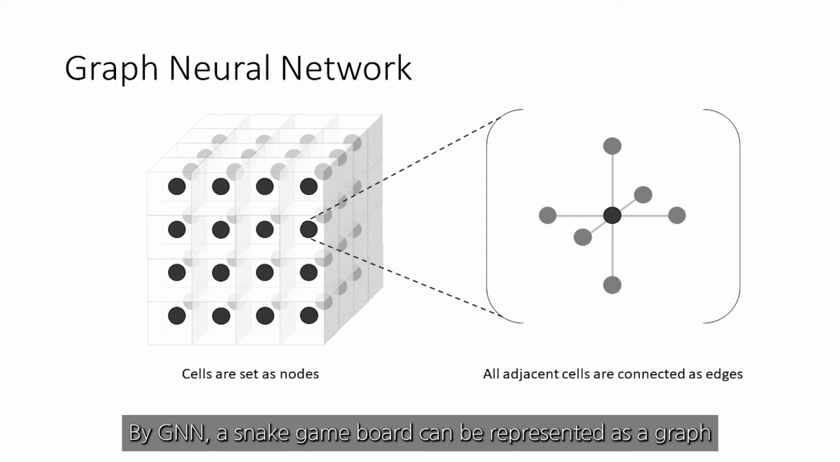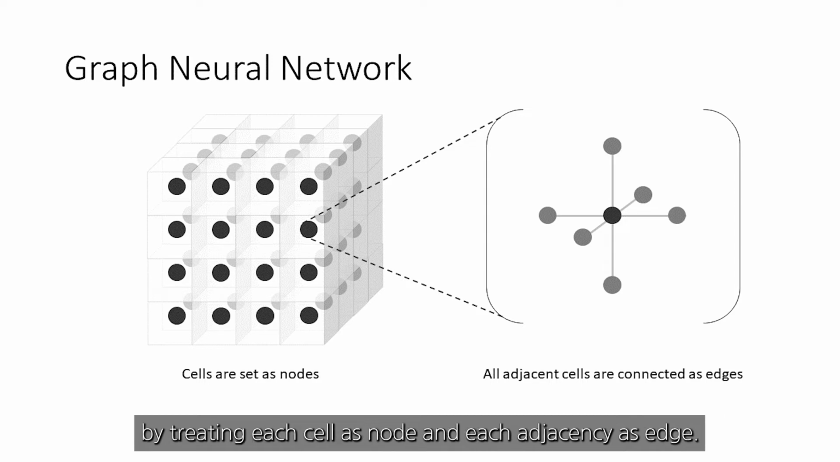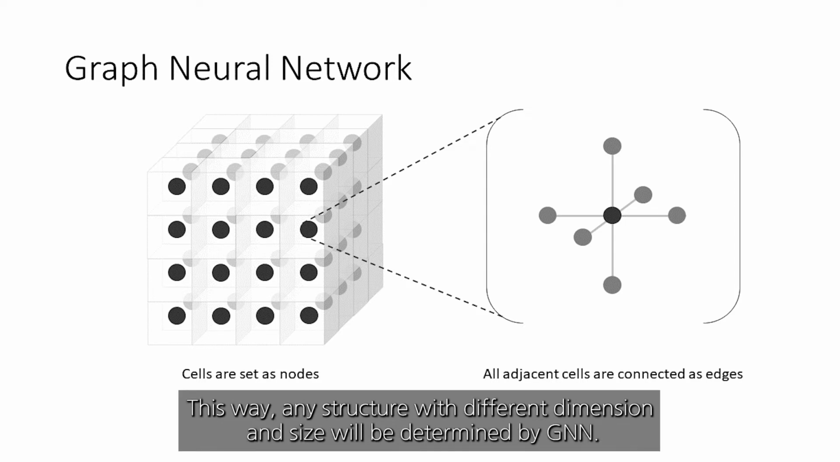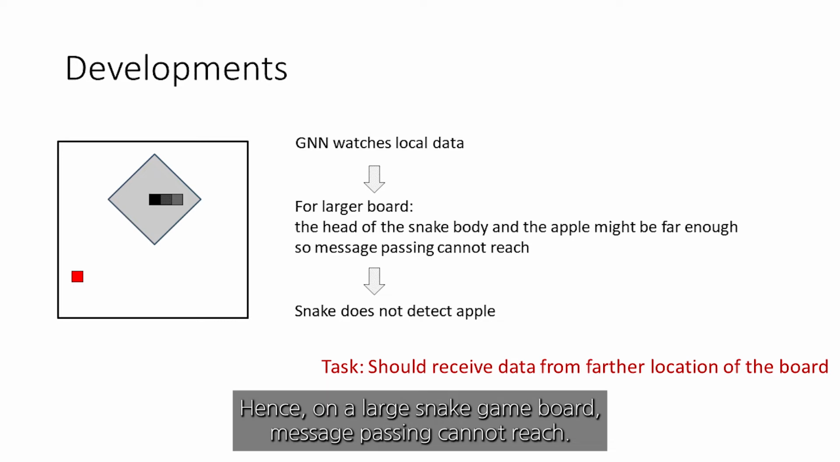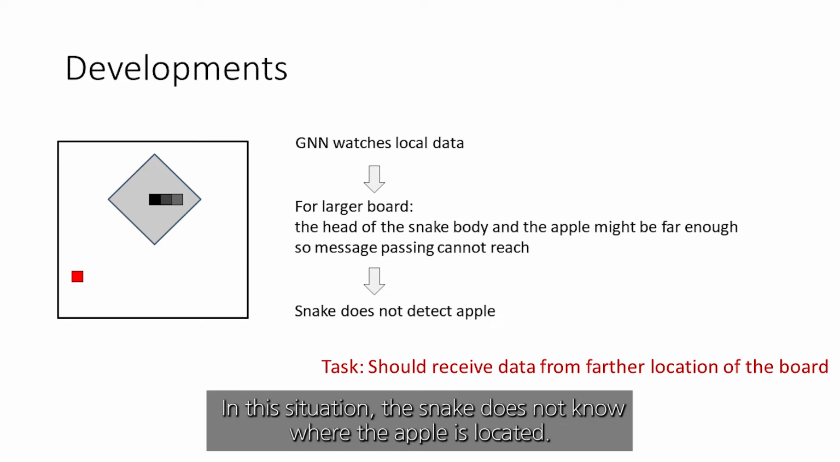With a GNN, a snake game board can be represented as a graph by treating each cell as a node and adjacency as an edge. This way, any structure with a different dimension and size can be handled by a GNN. GNNs are usually used for making a decision by watching local space. Hence, on a large snake game board, message passing cannot reach. In this situation, the snake does not know where the apple is located.